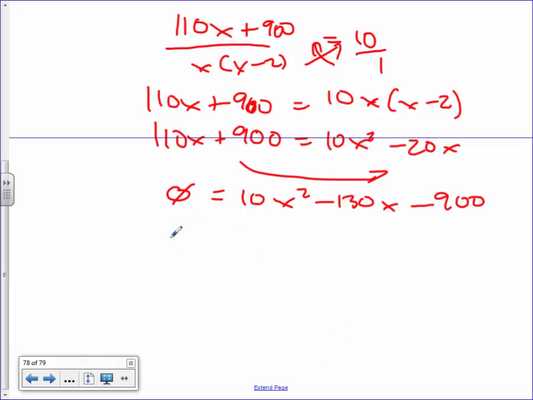So when you divide 0 by 10, you still have 0. Divide that by 10, divide that by 10, divide that by 10. I still feel like I want to use the quadratic formula, but at least you're not working with 900 and 100. So you can do that whenever you want, so long as you do it consistently. Does that make sense? Yeah.